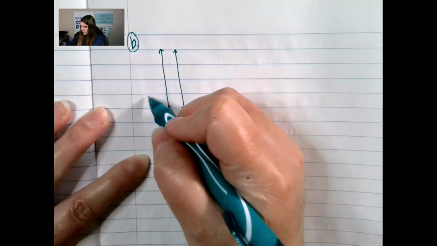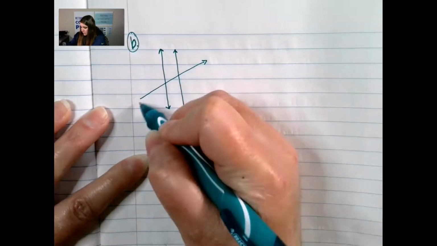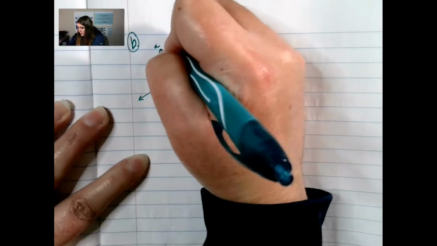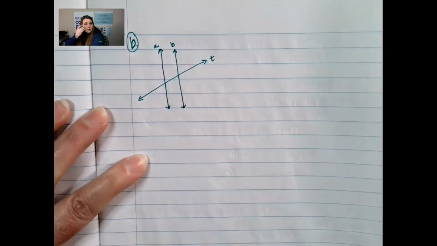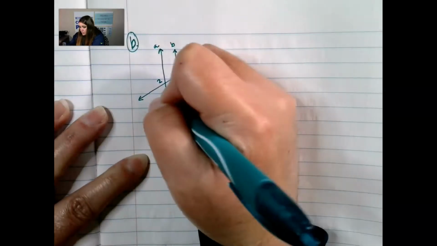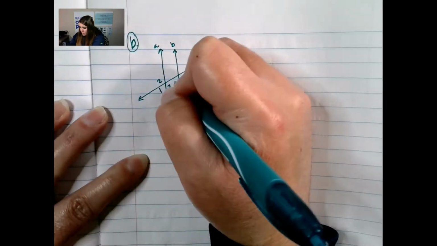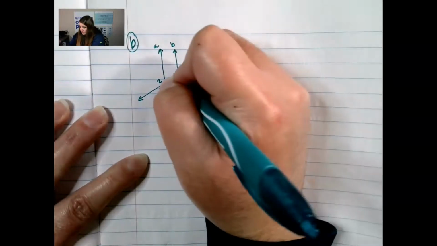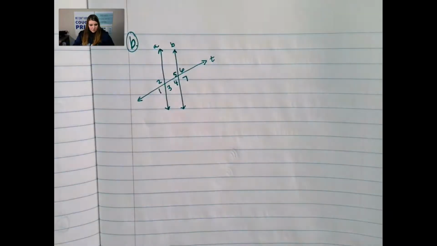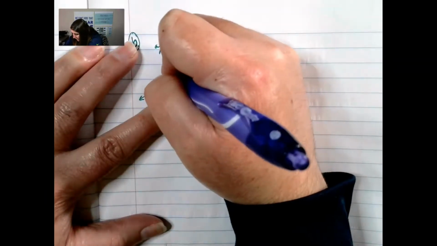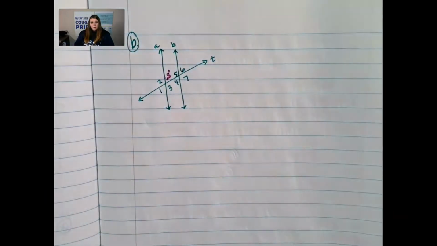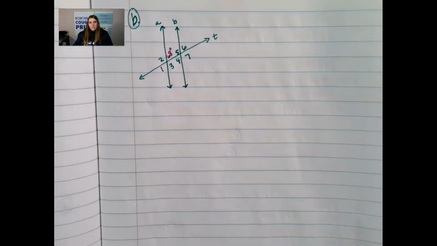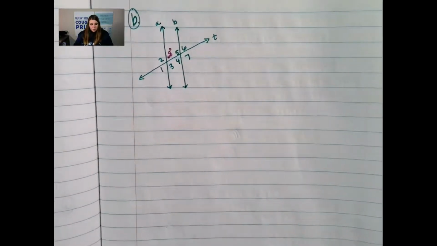And our lines are cut by the transversal again. There we go. So A, B, transversal T. And they're labeled 2, 1, 3, 4, 7, 6, 5. And this angle right here, they're telling us is 68 degrees.